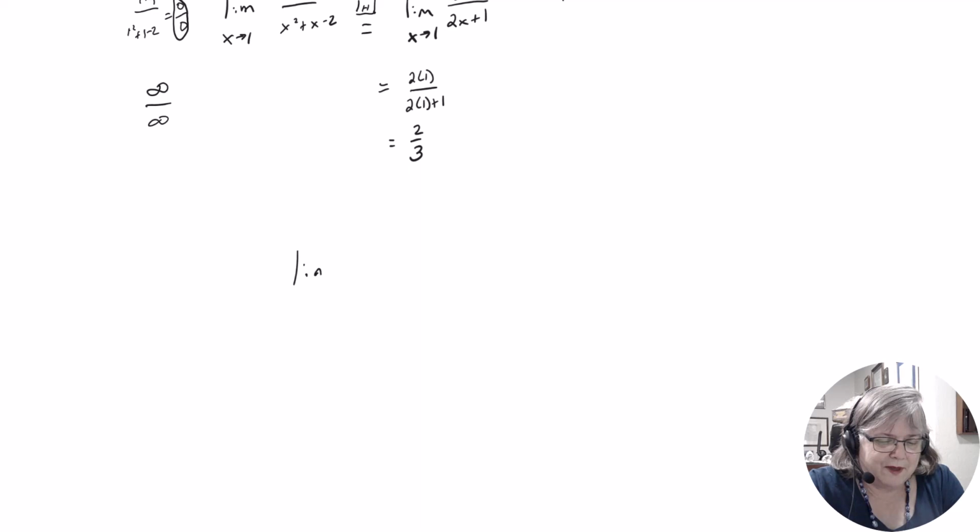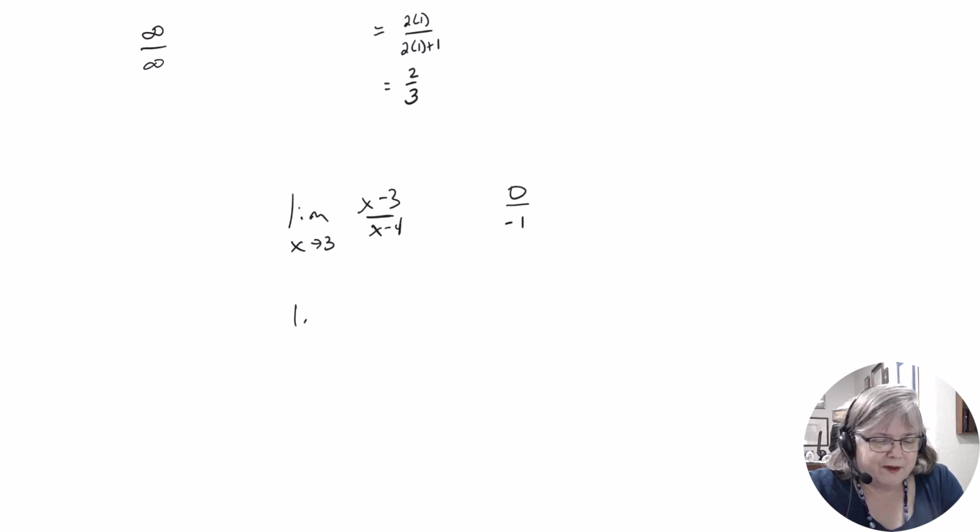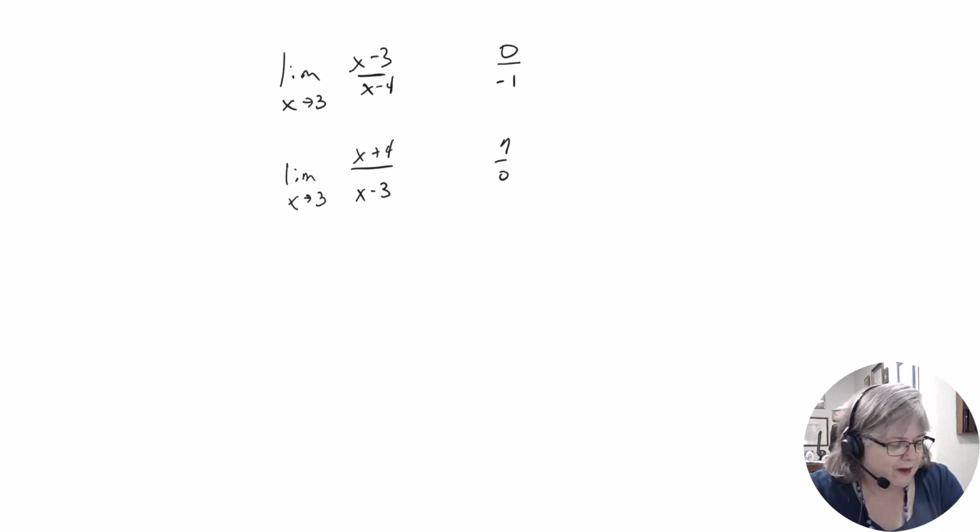So if we have the limit as x approaches 3 of x minus 3 over x minus 4, this is going to be of the form, if you substitute the 3 in, you'd have 0 on the top, right? And you would have minus 1 on the bottom. And that is not indeterminate. This is 0, all right? If you have the limit as x goes to 3 of x plus 4 over x minus 3, you'd have 7 over 0. This is not the indeterminate form, right?